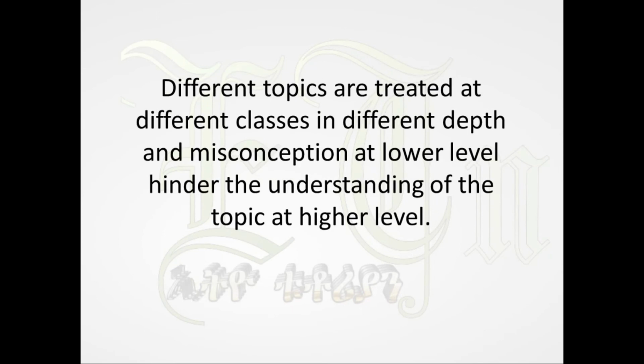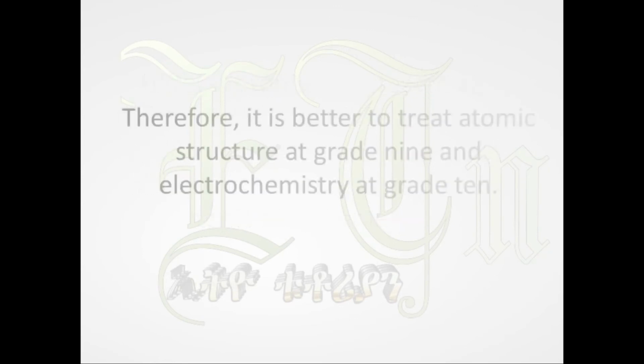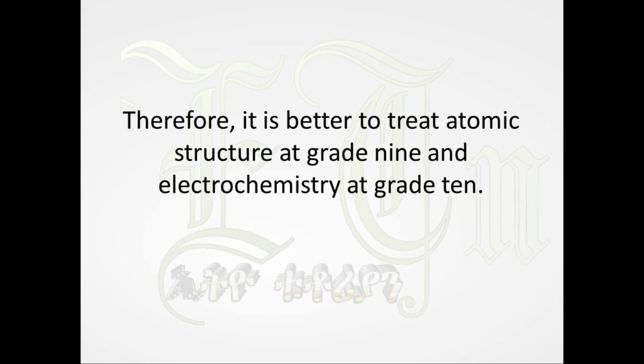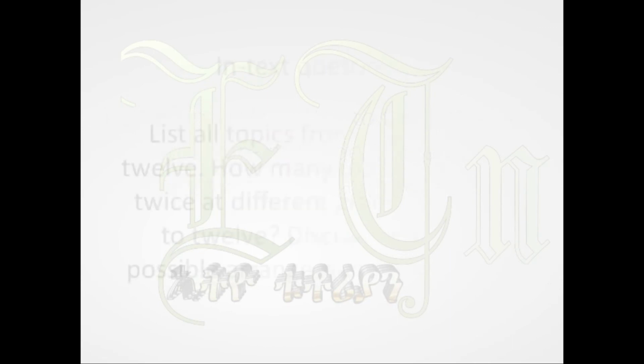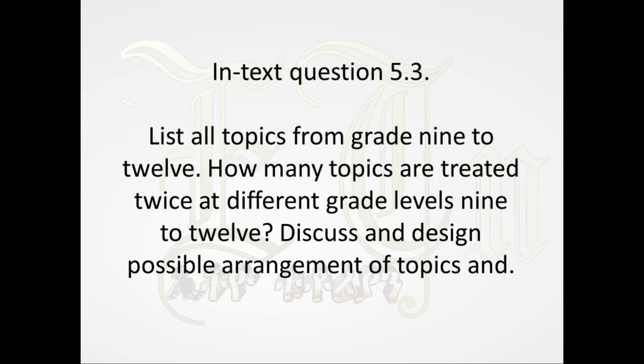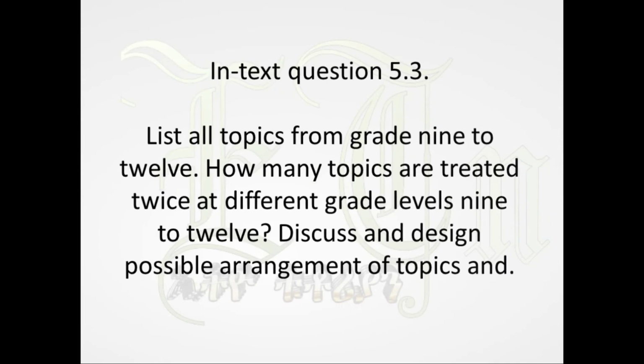Different topics are treated at different classes in different depth, and misconception at lower level hinder the understanding of the topic at higher level. Therefore, it is better to treat atomic structure at grade 9 and electrochemistry at grade 10. In text question 5.3, list all topics from grade 9 to 12. How many topics are treated twice at different grade levels 9 to 12? Discuss and design possible arrangement of topics.